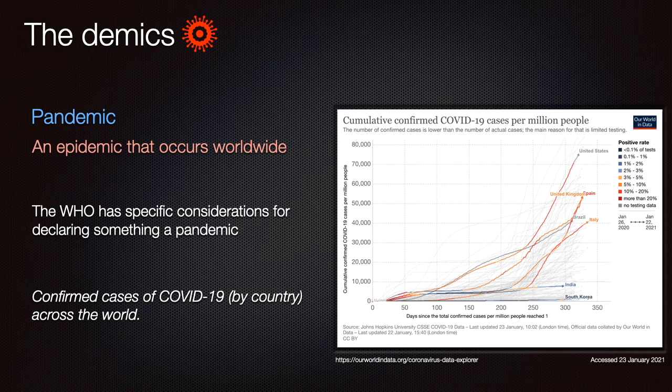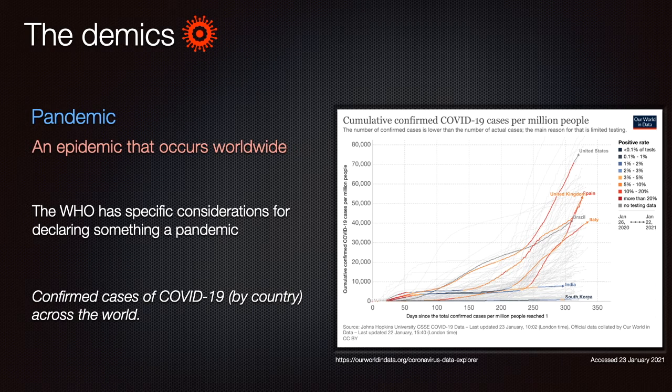A pandemic is a global phenomenon. It's an epidemic that occurs across the entire globe, or nearly the entire globe. The WHO has specific considerations for when they declare something a pandemic. Those considerations are wrapped up in public health response, economic response, measures that can be taken. We're not going to concern ourselves with that definition here, but the more generic definition of pandemic, that is, an epidemic that occurs over a huge swath of the globe.